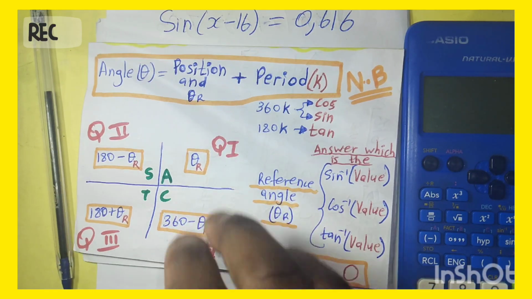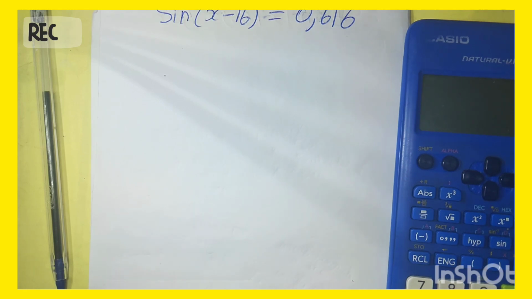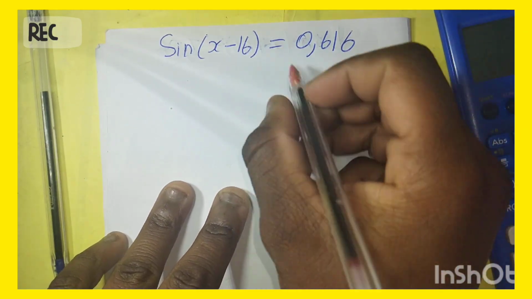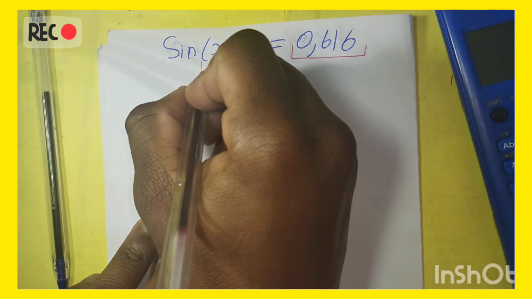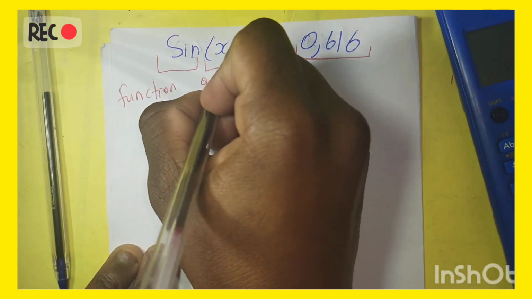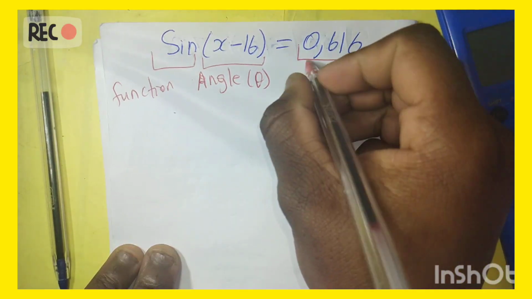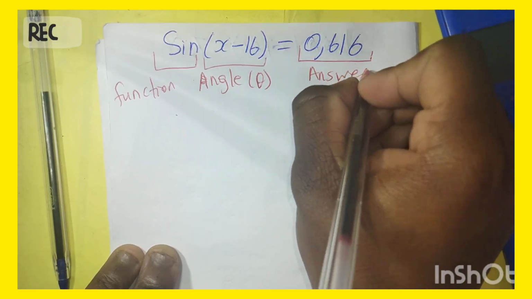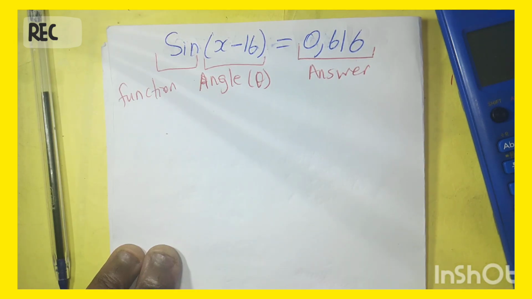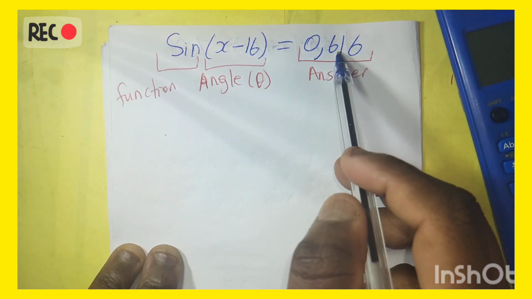So let me just go straight to this question. How will you approach such a question if they need you to find a general solution? For you to find a general solution, you just do this. I just need you to understand all of this part. This thing here is a function, by the way. This one is the angle of that function, and this one is the answer, which is the value of this function. Do you see?